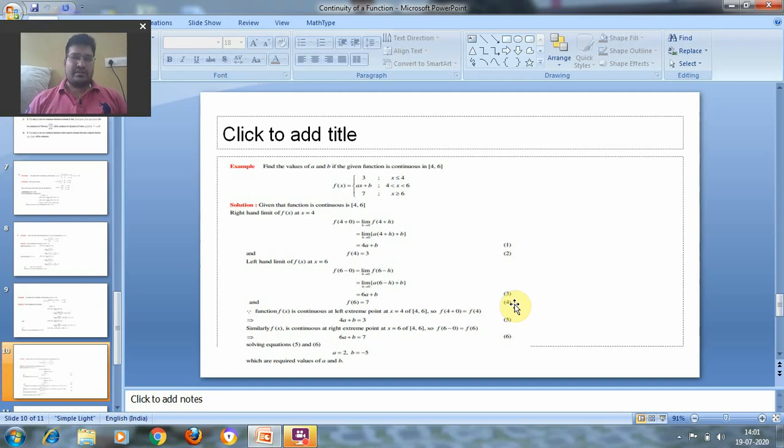Because what is the question? The question is to find the values of a and b, given that the function is continuous in the closed interval 4 to 6. So it is already given that the function is continuous at x equal to 4 and at x equal to 6. So we just take the concept of continuity at x equal to 4 and x equal to 6 and find the values of a and b.